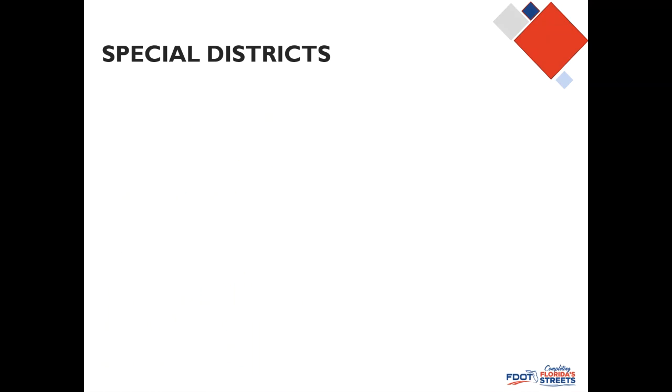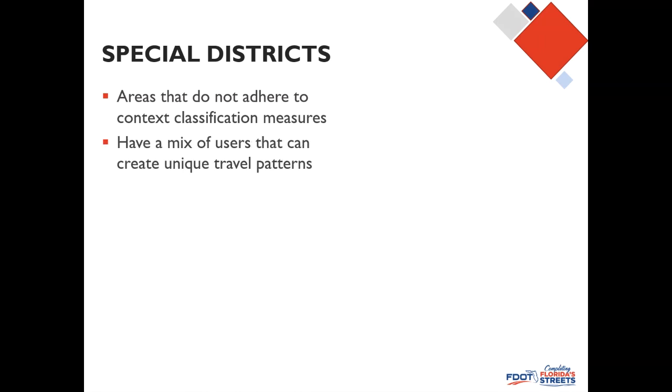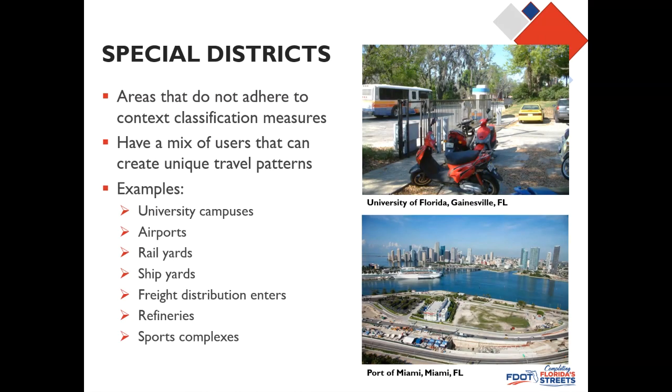There may be places that don't fit onto one of these context classifications. We call these special districts, and there is a provision for these within the context classification system. These are areas that do not adhere to context classification measures. They have a mix of users that can create unique travel patterns. Some examples include university campuses, airports, rail yards, shipyards, freight distribution centers, refineries, sports complexes.